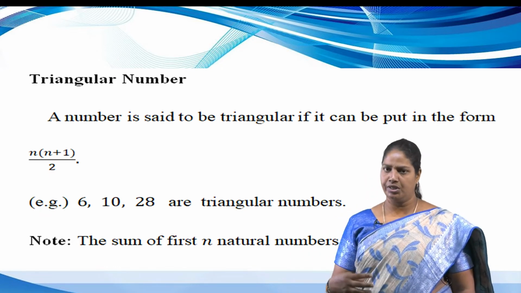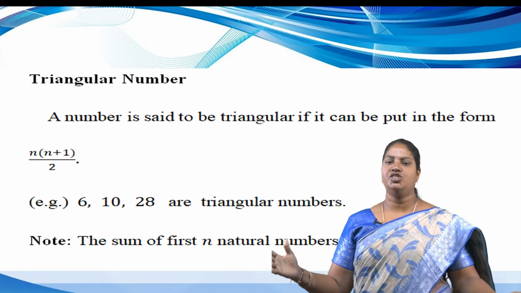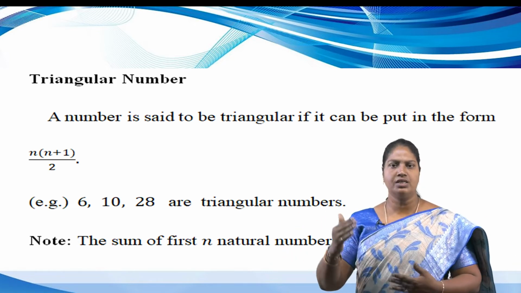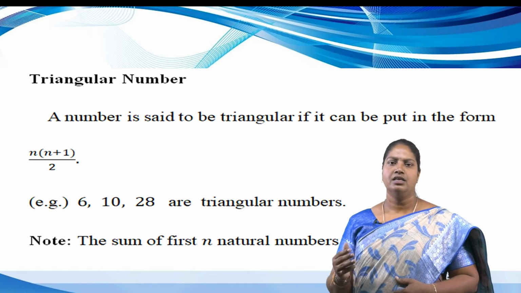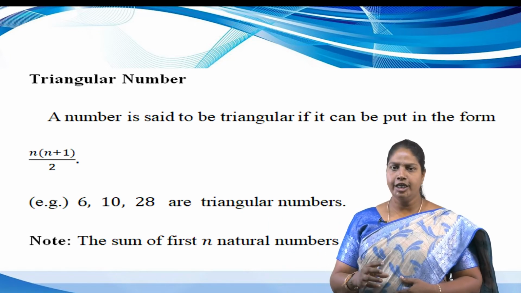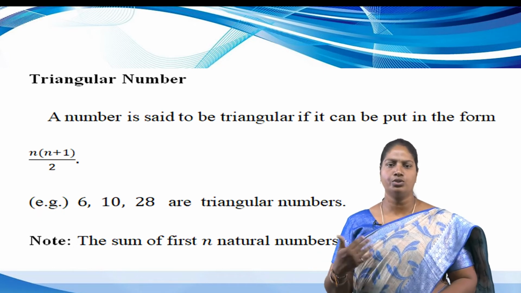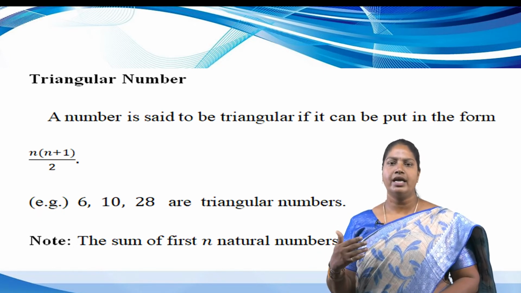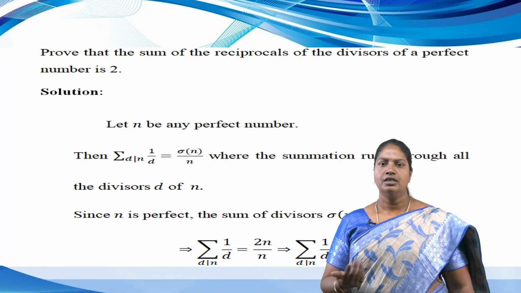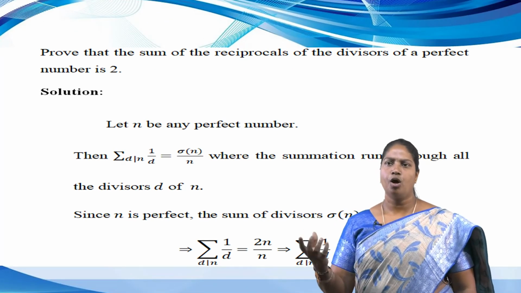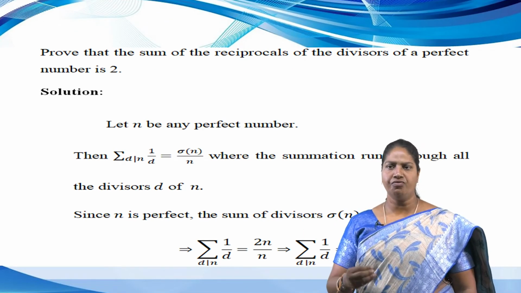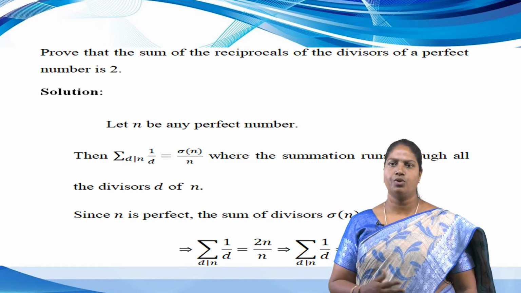And also we know that the sum of the first n natural numbers, that is 1 plus 2 plus 3 and so on up to n, is nothing but n into n plus 1 by 2. So the sum of the first n natural numbers is also an example for triangular numbers. Next, now we will see some problems related to perfect numbers, amicable numbers and so on.